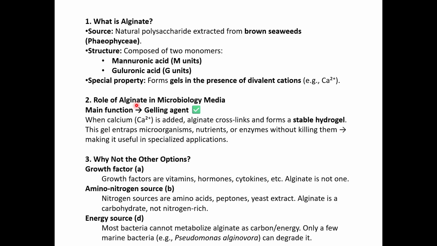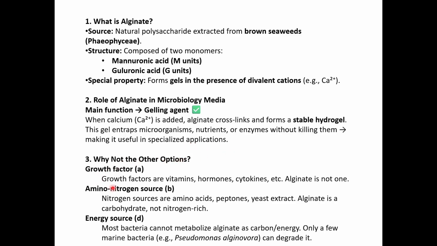So, the role of alginate in microbiological media. The main function is that it is used as a gelling agent. When it comes into contact with divalent cations, it cross-links and forms a stable hydrogel. This gel entraps microorganisms, nutrients, and enzymes without killing them, making it useful in specialized applications.